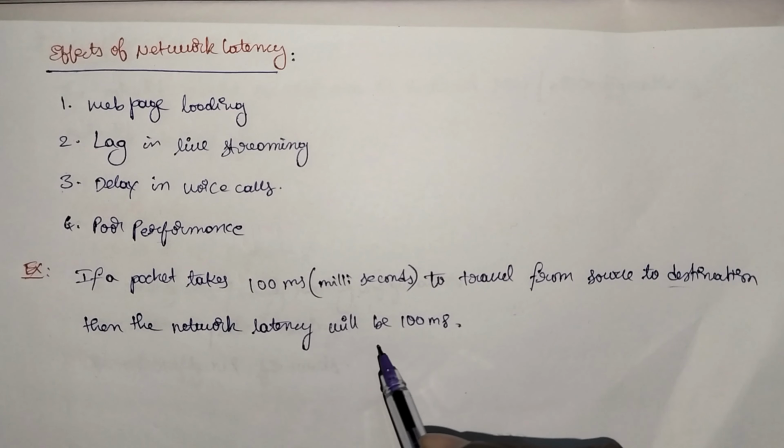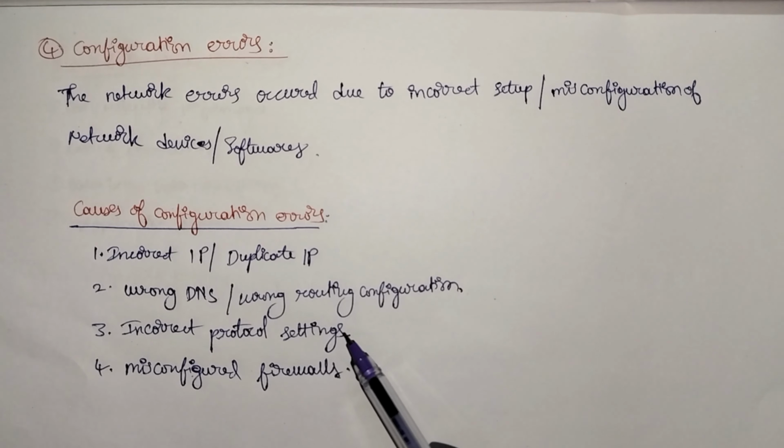The fourth one is configuration errors. Network errors that occur due to incorrect setup or misconfiguration of network devices or software are known as configuration errors. The causes of configuration errors are: first one, incorrect IP or duplicate IP address. Second one is wrong DNS or wrong routing configuration. Third one, incorrect protocol settings. And fourth, misconfigured firewalls.